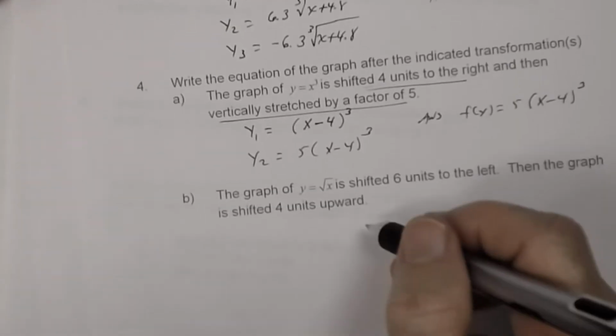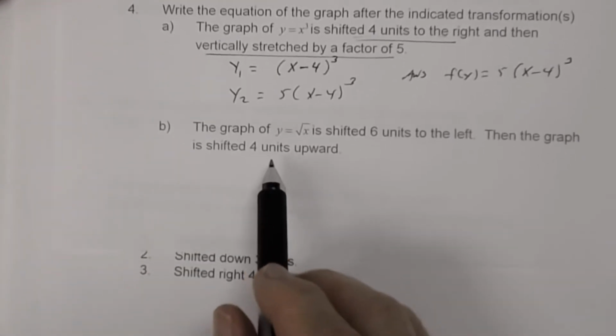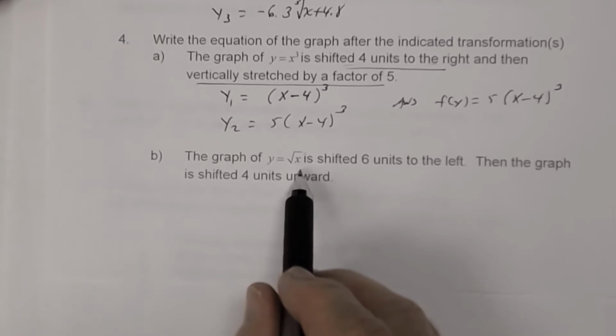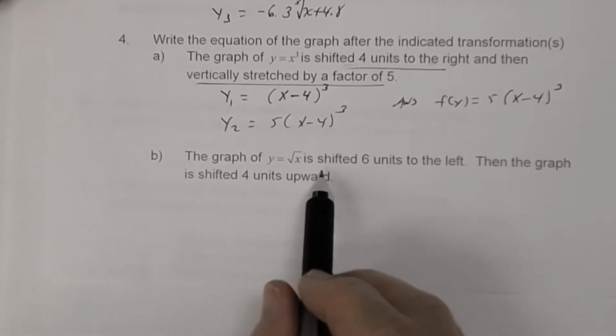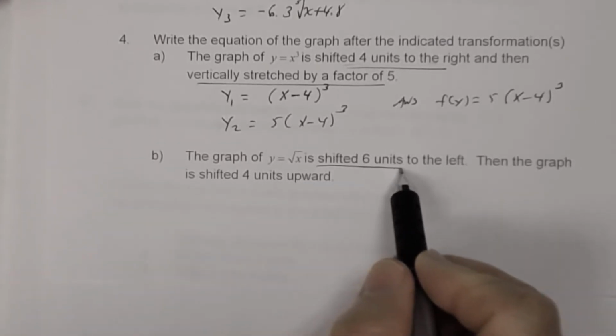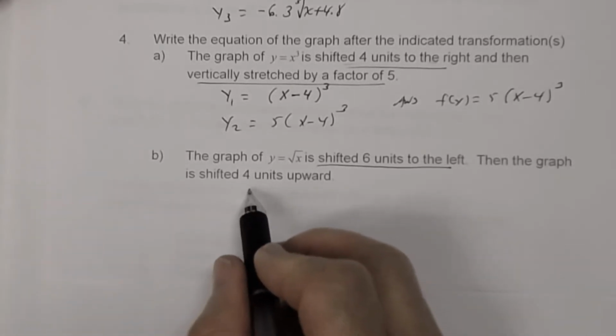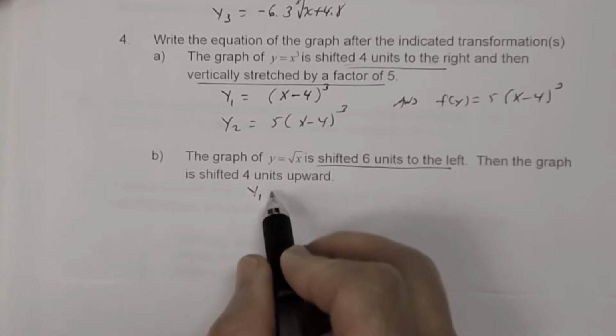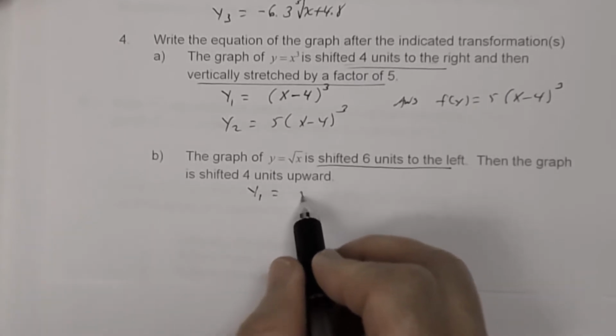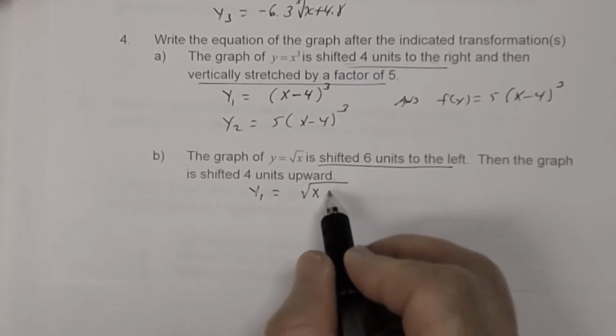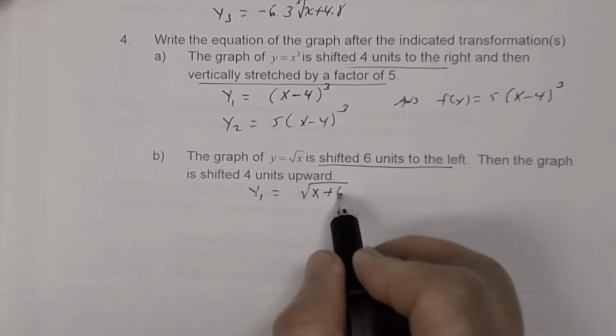All right, B. You have the graph of y equals the square root of x. That's your parent function. The first thing you want to do is shift it 6 units to the left. So here's another horizontal translation, so you have to be careful. My first transformation is to shift it 6 units to the left, so it'll be x plus 6.